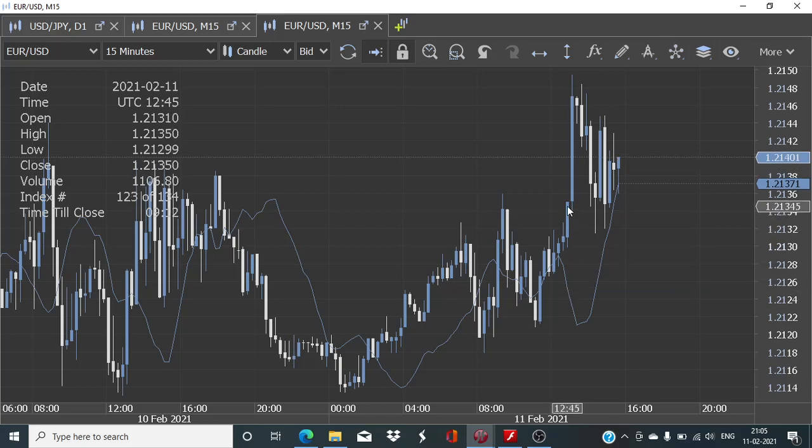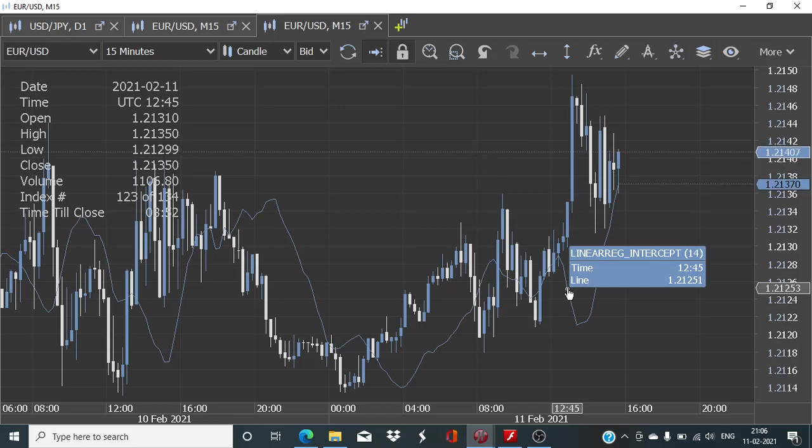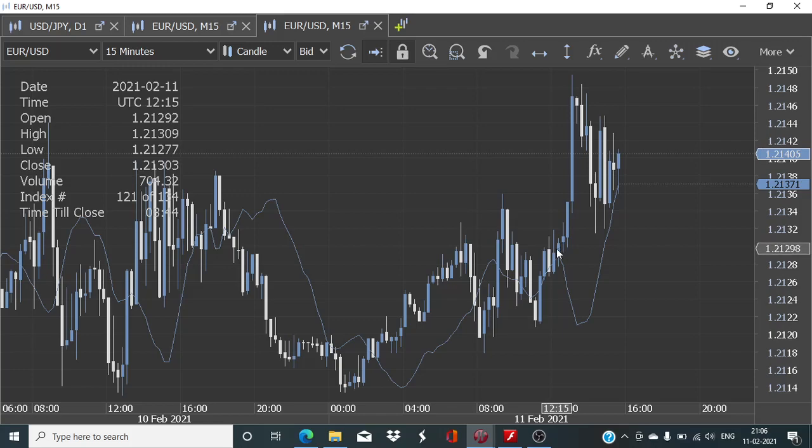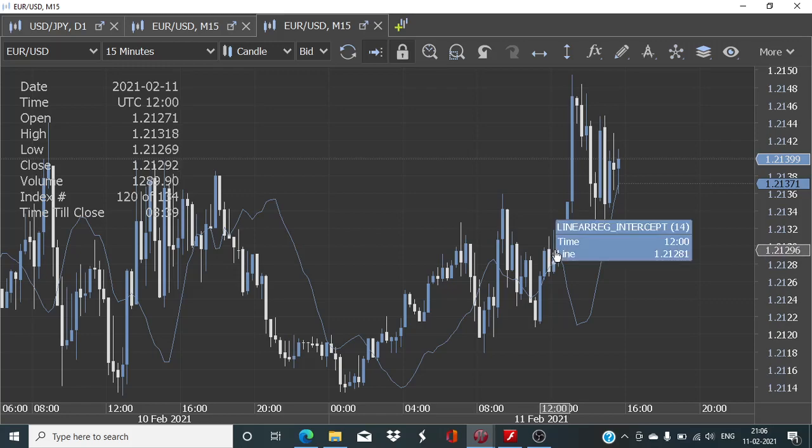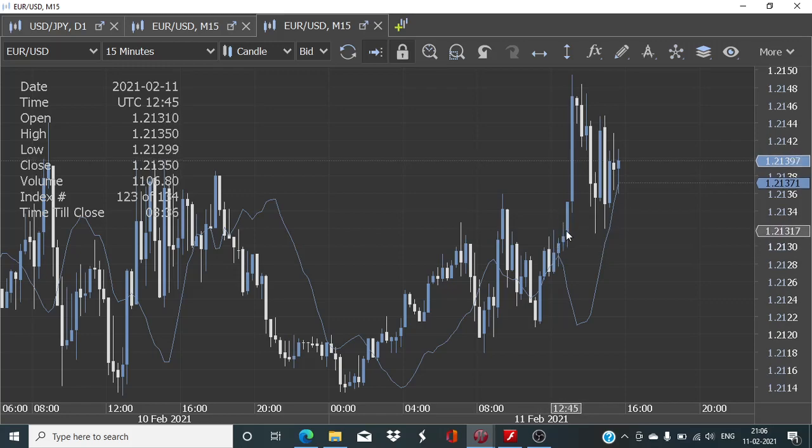So if we take this example here, and this was around 12:45 GMT today, this closing value is around 1.2135, and the linear regression intercept value at the same time is 1.2125. So the difference is of around 10 pips. And prior to that, if we go back in time and take the shift 3 candle, then it had closed, not really, it had closed above it. So this time around the trade won't be executed.